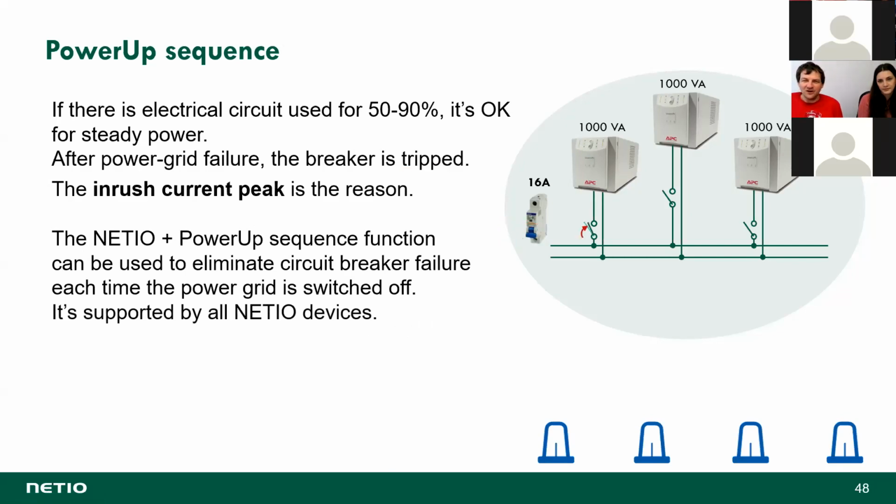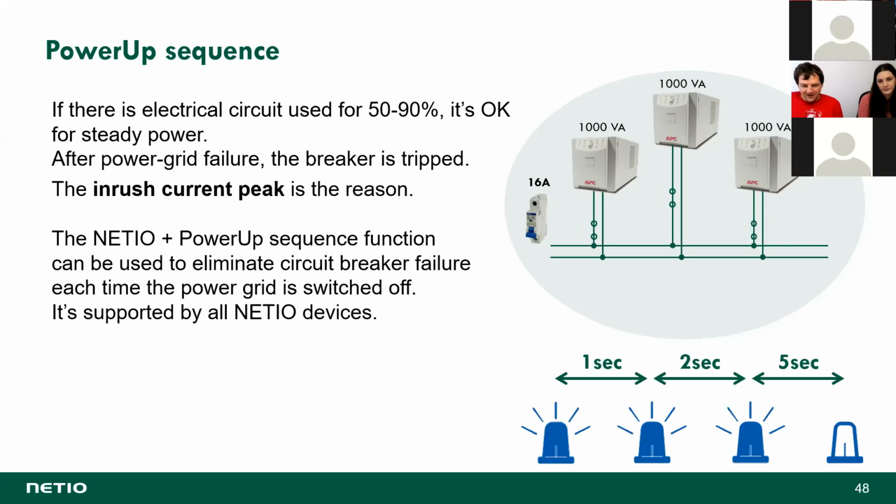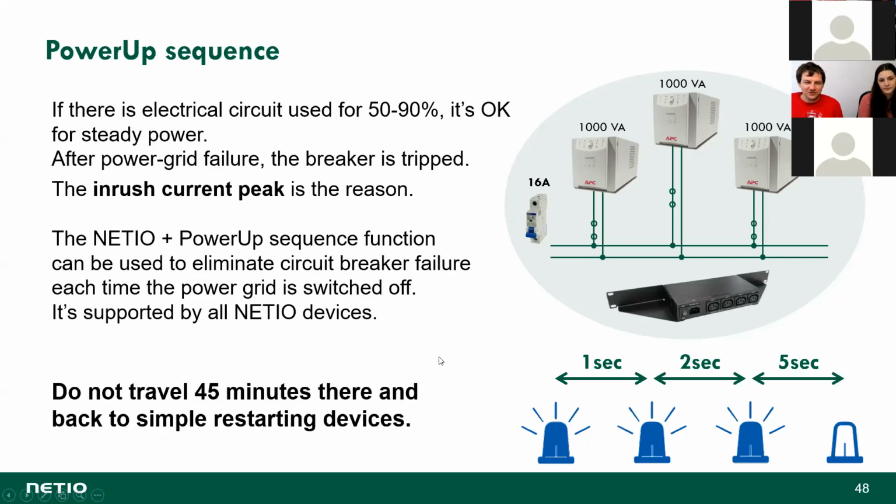So we switch on the first one, then we wait for a couple of seconds, typically 1 second is enough, and then the second, and then the third. Basically, this is protection against a power grid outage. If your power grid is down, you don't have to go there to switch manually one by one. It's very useful if you have this experience. Do not travel there and back 45 minutes just to restart something. There is a NETIO for that.